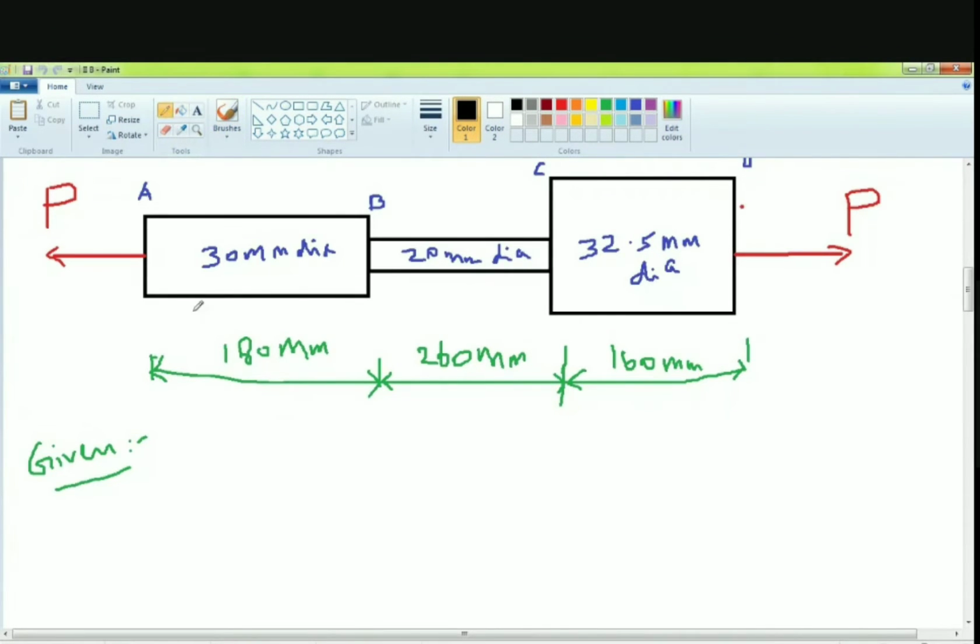For example, here this is L1, no? Am I correct? L1, this is L2, this is L3. We can mark in the diagram itself. This is diameter D1. This is D2. This is D3. Am I correct? So I have written everything in the diagram itself.